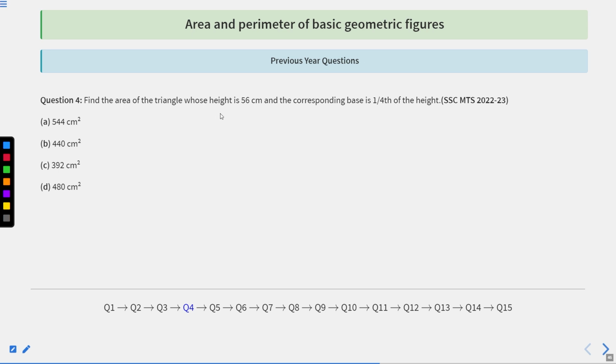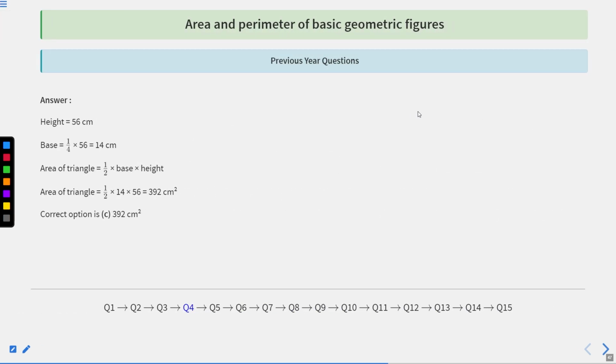Find the area of triangle whose height is 56 centimeter and corresponding base is 1/4 of the height. So a triangle is given to us whose height is 56 centimeter and the base is 1/4 of the height. This time the base is not directly given to us, but it is given in terms of height. But they have provided us with the information of height. So we can find the value of base easily with the help of the relation that they have given with the height. So let us see how we are going to do that.